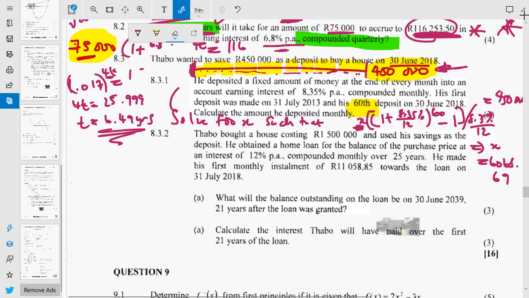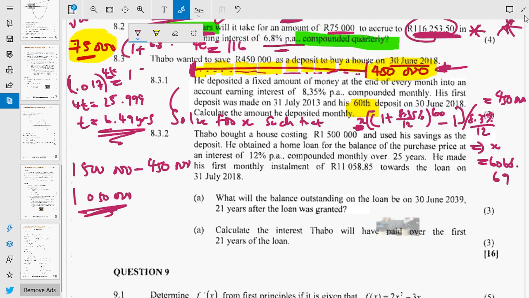Now they move on and they say Thabo bought a house costing 1,500,000, and used his savings as a deposit. So if Thabo is going to pay a deposit of 450,000, that means his loan will be 1,500,000 minus 450,000, and that is going to give you 1,050,000. This will be the loan amount.